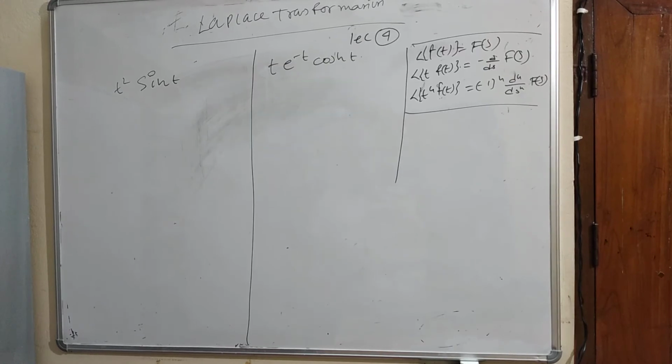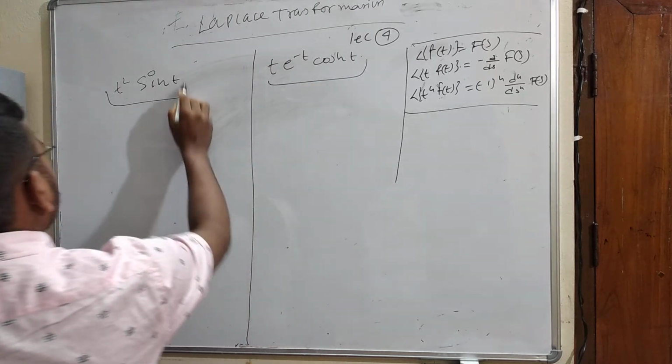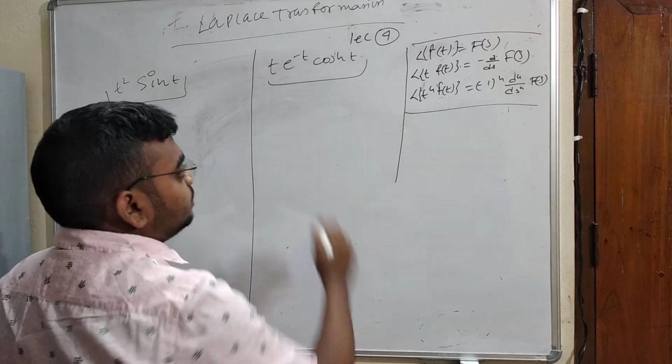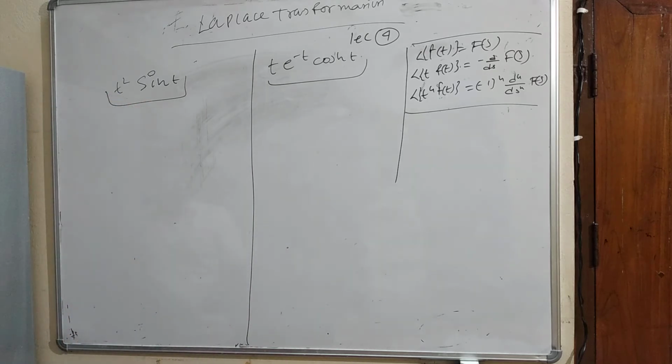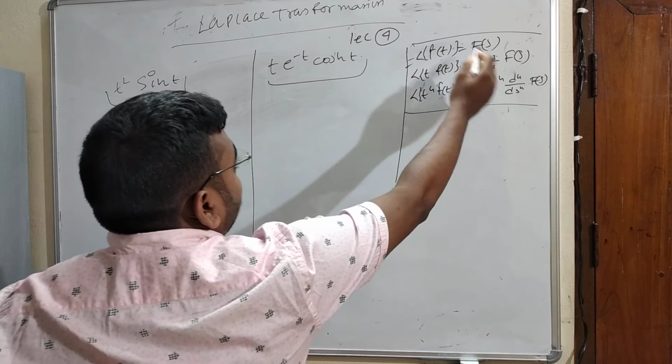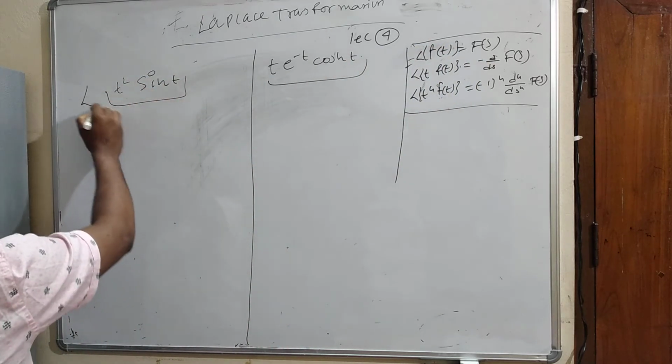So there are two questions. First is t square sin t, and another is t e to the power minus t cos hyperbolic t. So there are two questions on the multiplication property. Here it is t square sin t, isn't it? First of all, by the property we need to find the Laplace of f of t. Okay, so we need to find the Laplace.